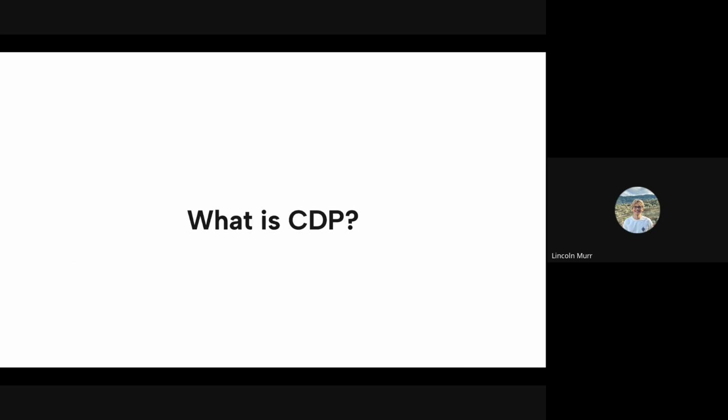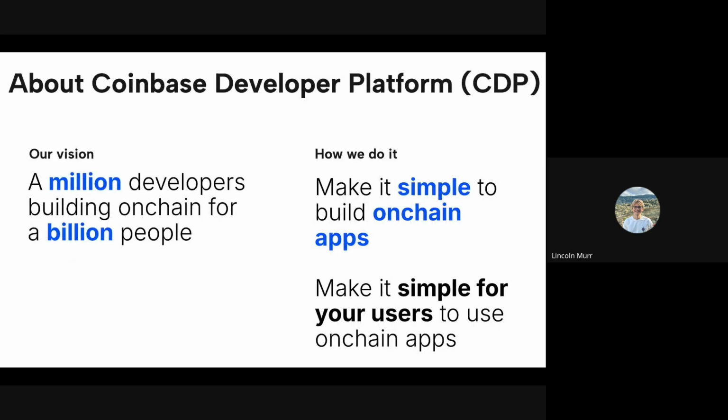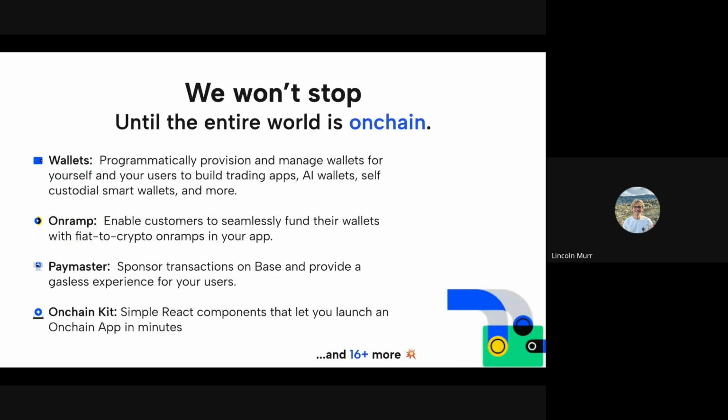To start, I'll give you a little bit of background on what CDP is, which is the Coinbase Developer Platform. The whole goal is to make it as easy as possible for anyone to start building on-chain applications. If we want there to actually be 1 billion people, we're going to need 1 million developers. And part of getting to 1 million developers is making it so easy that it just doesn't make sense to build with anything else. We have a ton of different product offerings that make building on-chain very simple for both you and your users.